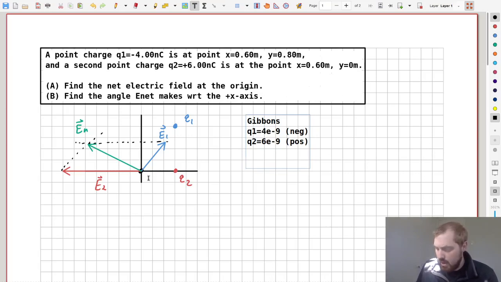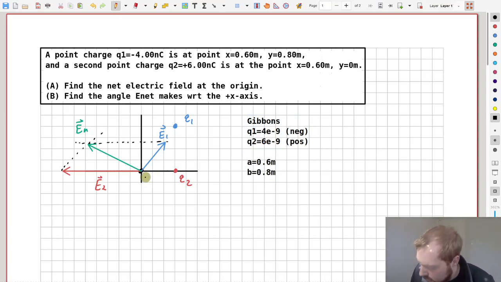Now we have these positions here, the distance here and this distance here. We'll call these A and B, and let's just define that right now. A is 0.6 meters. And B equals 0.8 meters. Sketching those out. There's A, there's B.